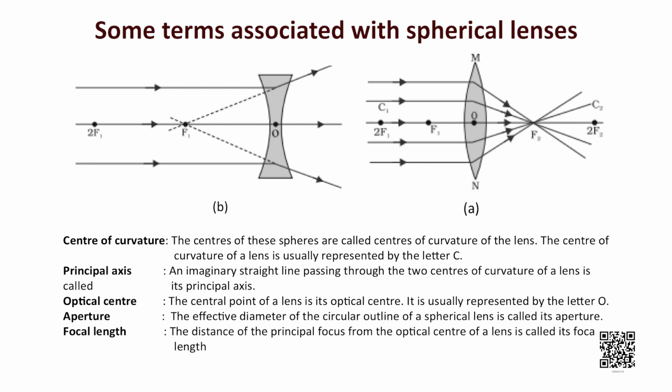The distance of the principal focus from the optical center of a lens is called its focal length. Small letter f is used to represent the focal length.